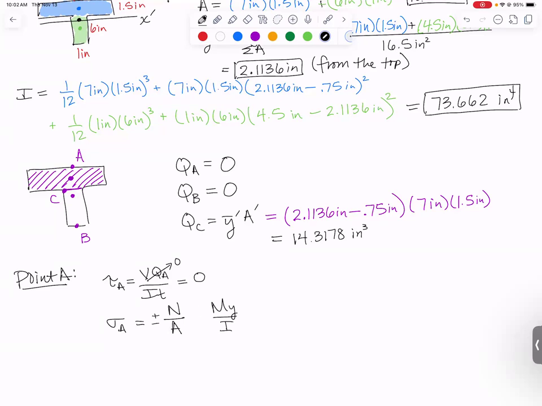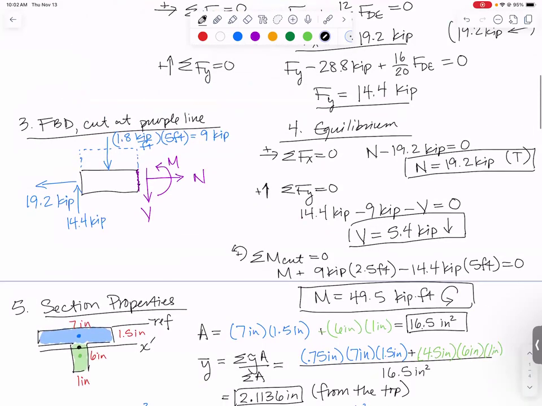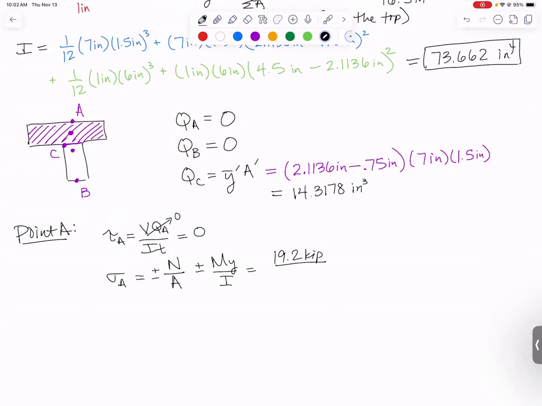And I like to put plus or minuses here, and I'll go figure out, are they going to be positive or negative? Let's look at our normal force. Our normal force was a tensile force. So that's going to give us a tensile stress, which we're going to call positive. So we'll plug in 19.2 kips. If you want to write down the plus to make sure you really did look at it to figure out what the sign is, that's a great idea as well.